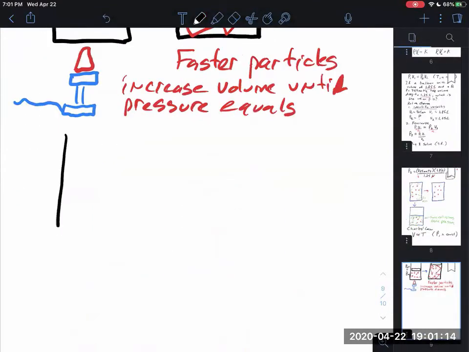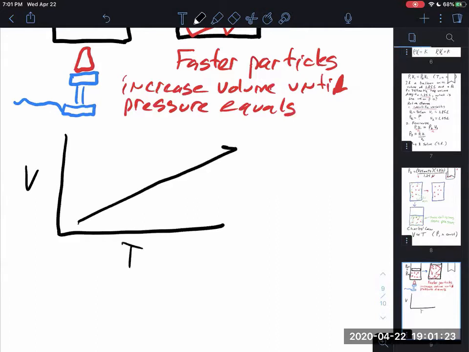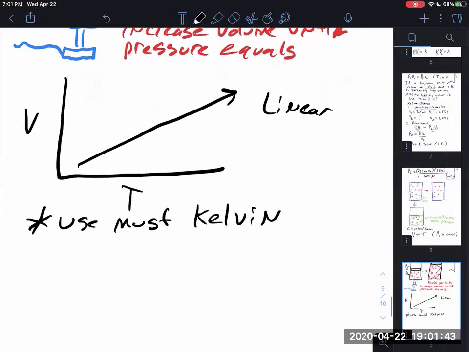So what we can see is that if I look at volume versus temperature, as I increase the temperature, I increase the volume. This is a linear relationship. There's also a really important caveat for this one. And for this one, you must use Kelvin. Why would you think we might have to use Kelvin? It's so we don't have negative temperatures? That's exactly right. So volume is directly proportional to temperature.